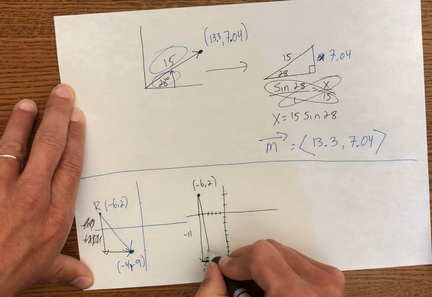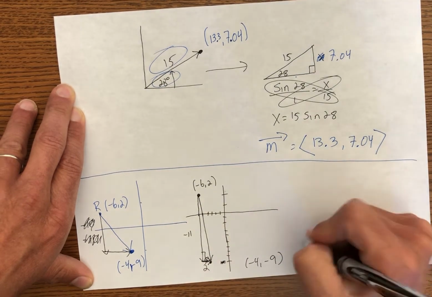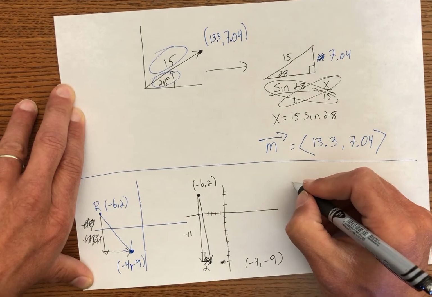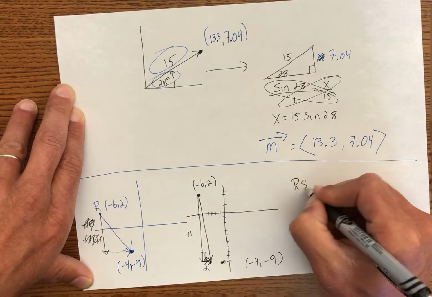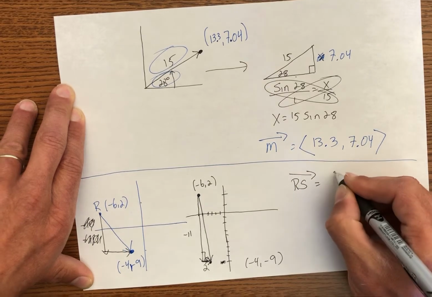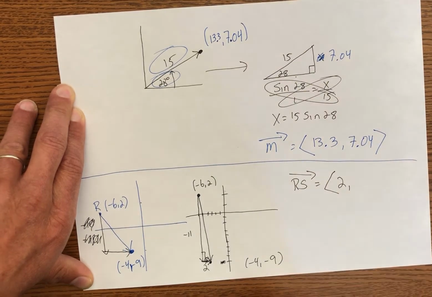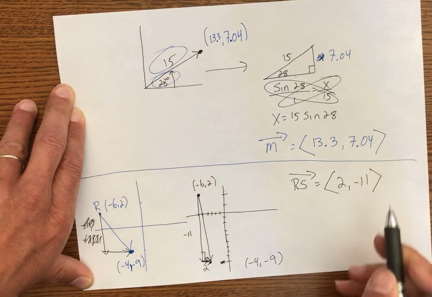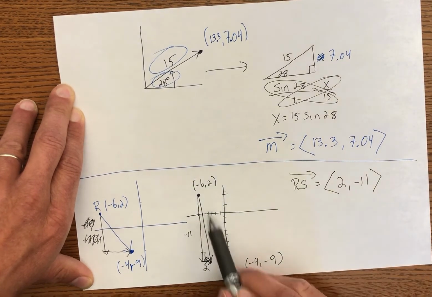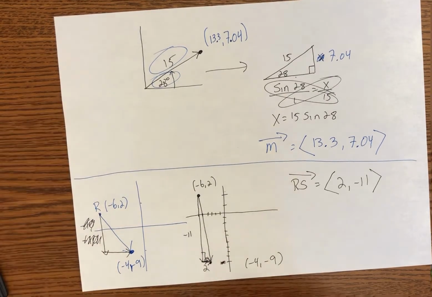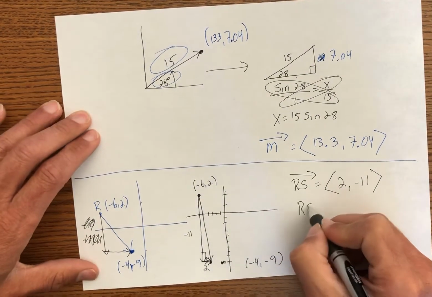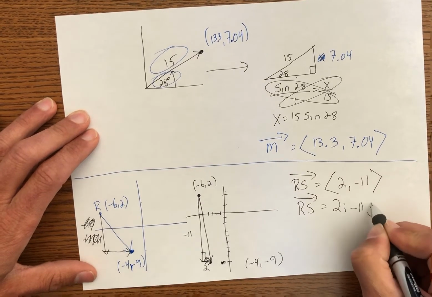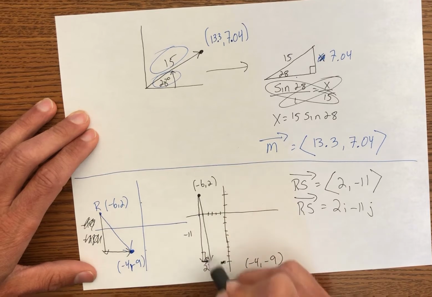So what are they calling this vector? RS is 2 units to the right, -11 units down. If I wanted to find my magnitude, I would do Pythagorean theorem to figure out this side. Or you can write it like this: RS is 2i minus 11j, because this is where it started, this is where it finished.